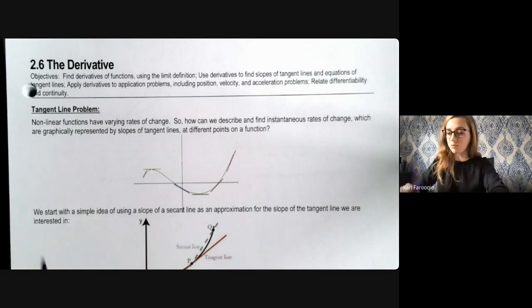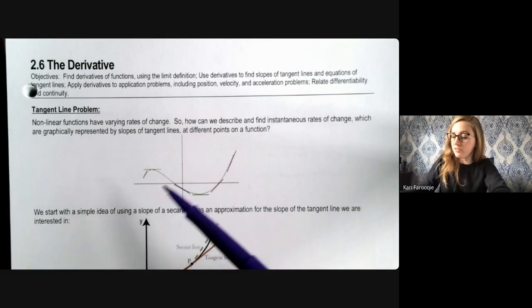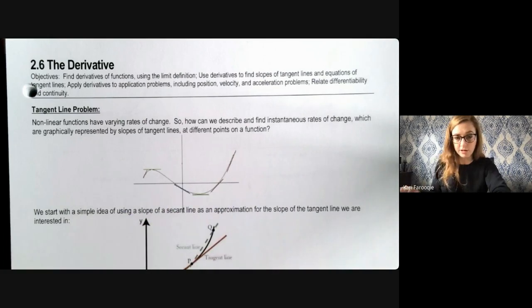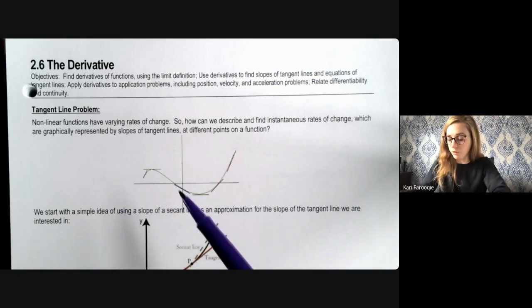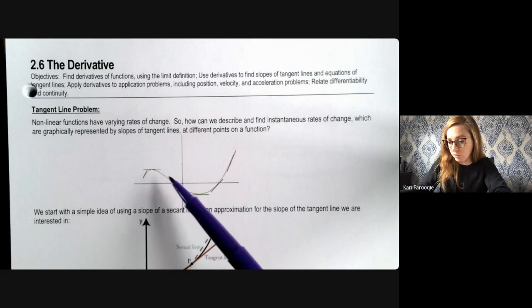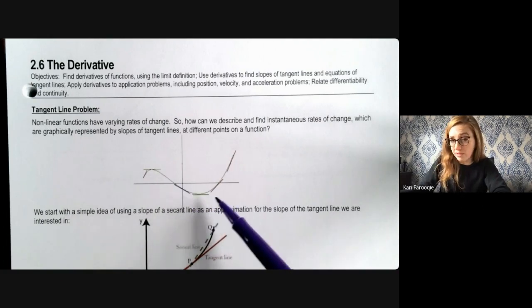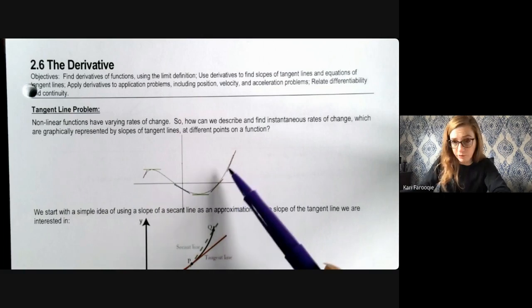The tangent line problem. Nonlinear functions have varying rates of change. So far, you've only talked about slope as it relates to straight lines. So linear functions have a constant slope throughout. However, this curved function that you're seeing here is not linear. It's not a straight line. Therefore, at any given point where we look at this function, we can see that the slope of the line that's tangent to the graph would be different.